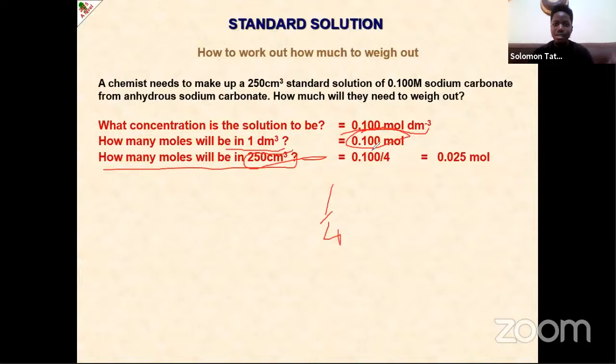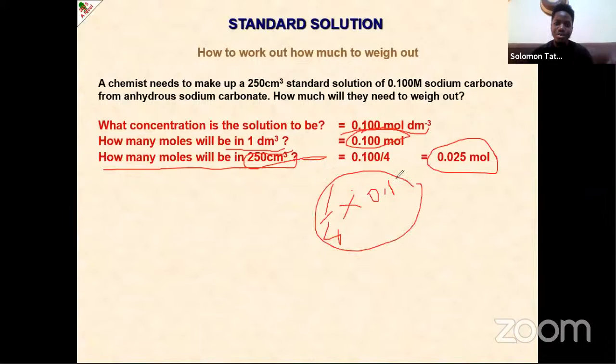times 0.1, okay, which gives you this. So in first principles, that's how you would write it: 1,000 cubic centimeters of sodium carbonate will contain 0.1 moles. What about 250 cubic centimeters?